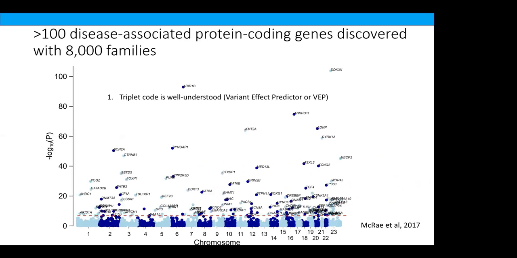The first is a really big one, actually: the triplet code is very well understood. We have Variant Effect Predictor, which tells us what is a synonymous site, what is a missense, and what is a protein truncating variant or a frameshift or a splice disruption, et cetera. And this gives us a lot more power in the genes. Plots like these are generated only looking at protein truncating variants and missenses, so the denominator of the observed over expected in these genes is much lower than for the whole gene.